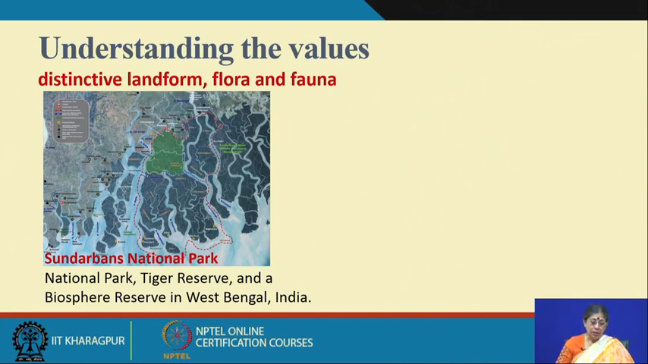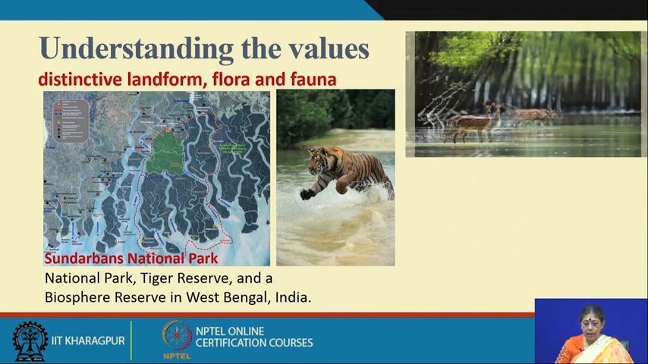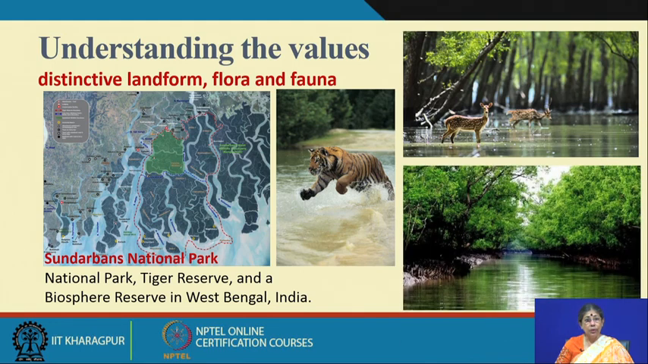Let us talk about another very well known place nearby in Bengal, which is Sundarban. It is a World Heritage Site. It has very distinctive flora and fauna. It is now declared a national park, a tiger reserve, and a biosphere reserve in West Bengal, India. As we know, there is the Royal Bengal tiger, and there are different types of species. There is also a particular type of tree called the Sundari tree, which is very suited to this type of environment, the saline water.